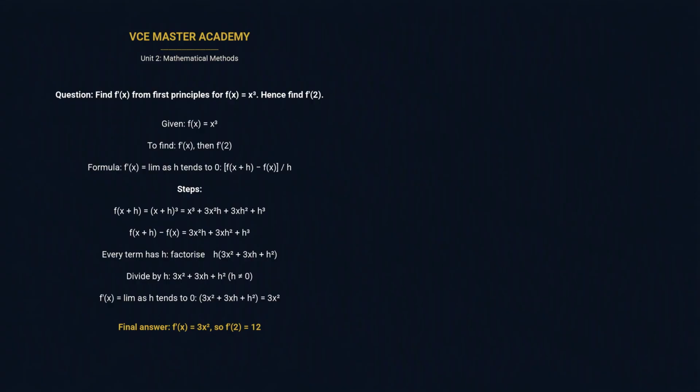Step 4. Let h go to 0. The middle term has an h in it, so it vanishes. The last term has an h squared, so it vanishes too. Only 3x squared survives. Final answer, f dashed of x equals 3x squared. So f dashed of 2 is 3 times 4, which is 12.